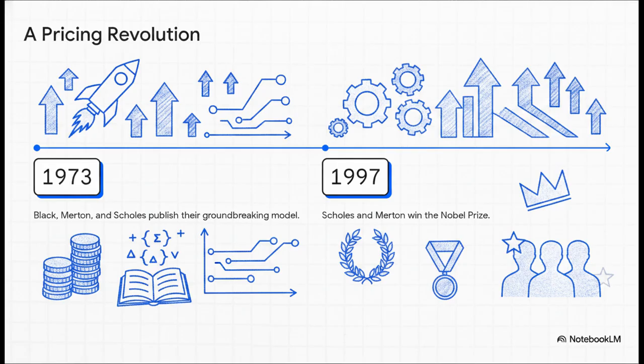Back in 1973, they published their groundbreaking mathematical model, originally detailed in the Journal of Political Economy, and it forever changed quantitative finance. The impact of their equation was so absolutely seismic that in 1997, Scholes and Merton were awarded the Nobel Memorial Prize in Economic Sciences for developing a new method to determine the value of derivatives. Sadly, Fisher Black had passed away 2 years prior, but his indispensable role was heavily recognized by the Nobel Committee.